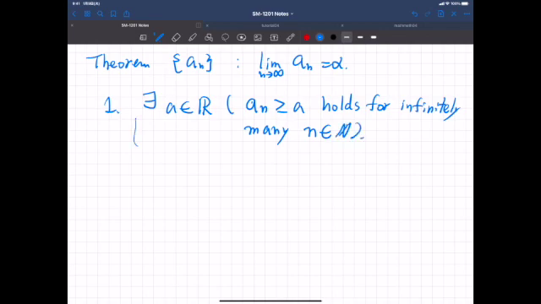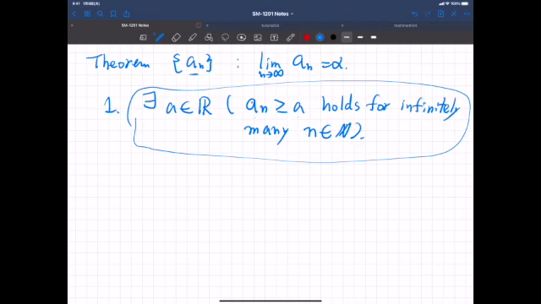So suppose this is true. There is some real number a such that the value of this sequence is greater than or equal to a for infinitely many indexes. Then, if this is true, then this limit alpha is greater than or equal to a.